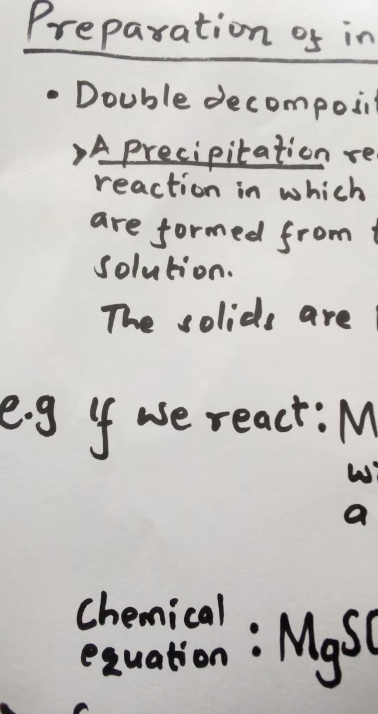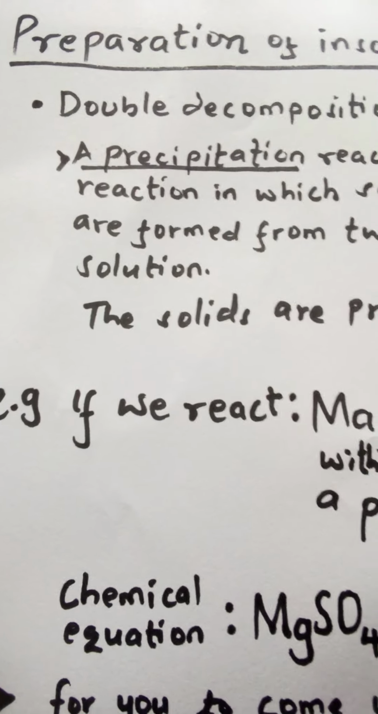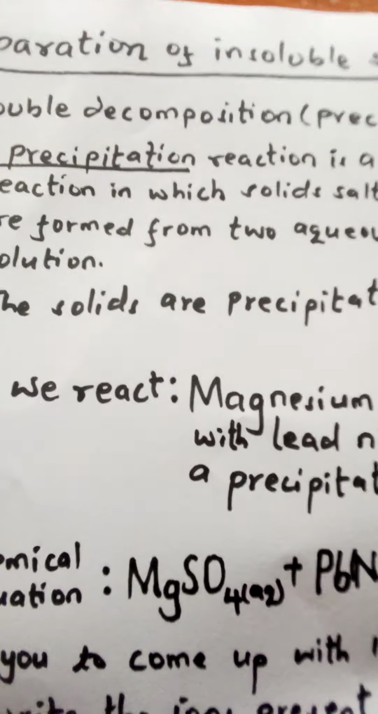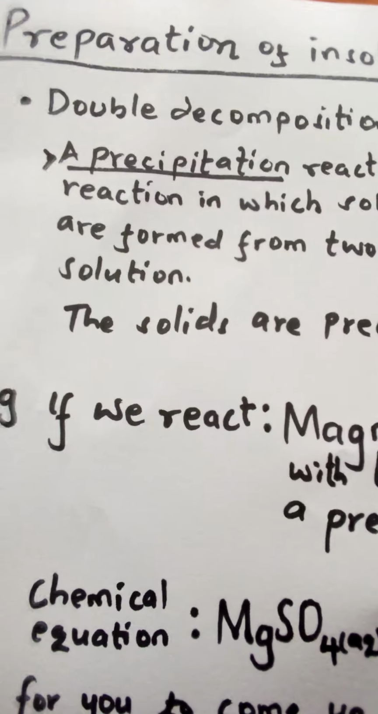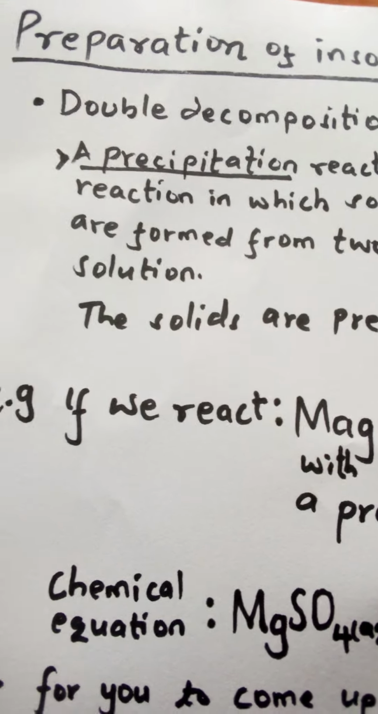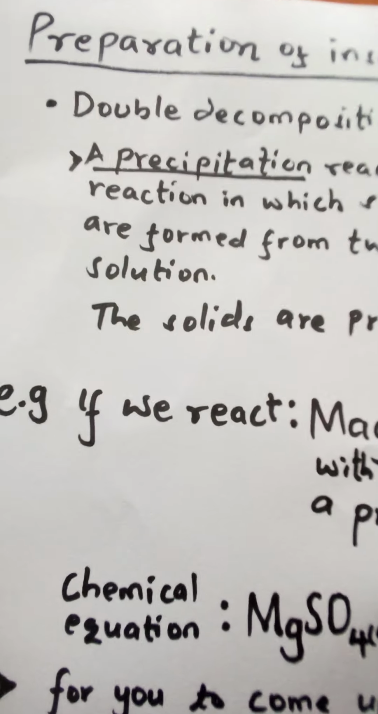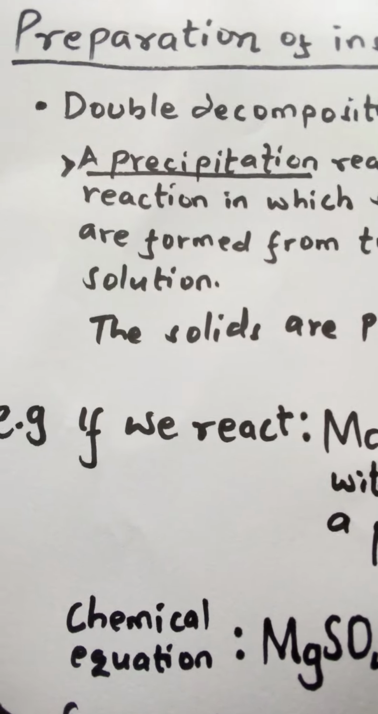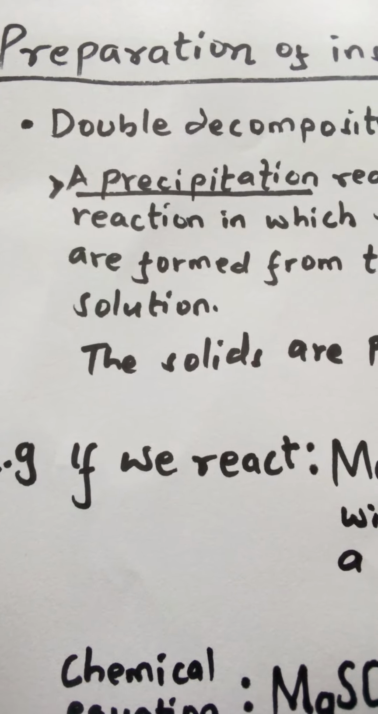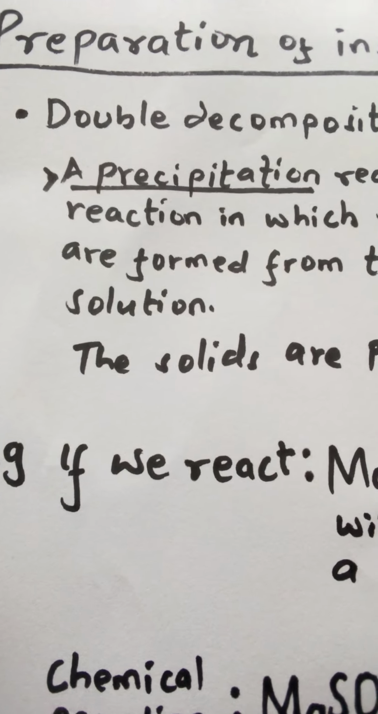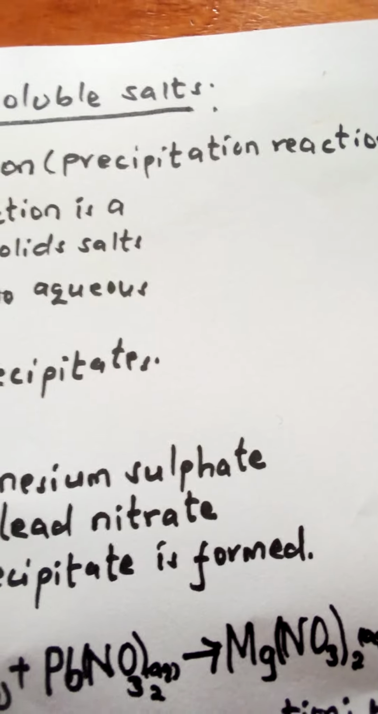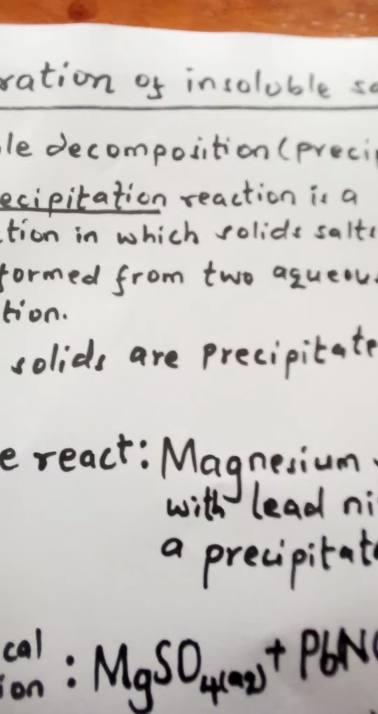So, today I want us to discuss the preparation of insoluble salt. Suppose you have been provided with some reagents or chemicals, and then you have been asked, how are you going to prepare an insoluble salt? Insoluble salt is prepared through a process known as double decomposition, or a precipitation reaction.